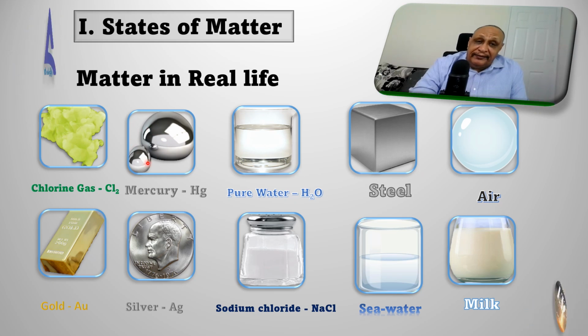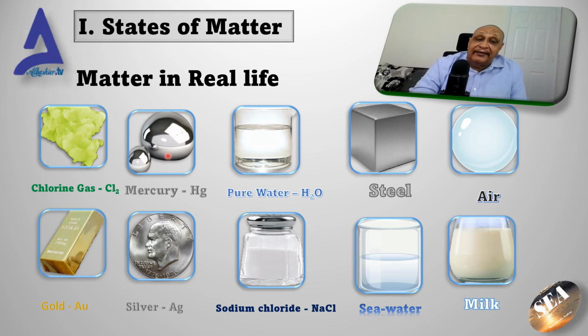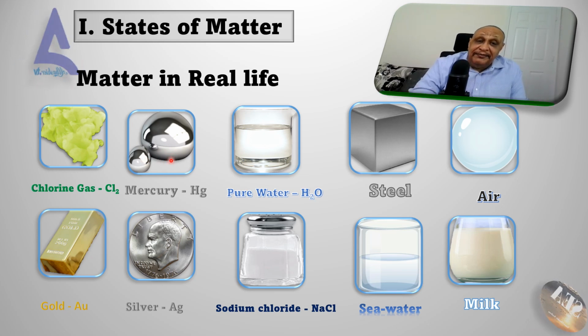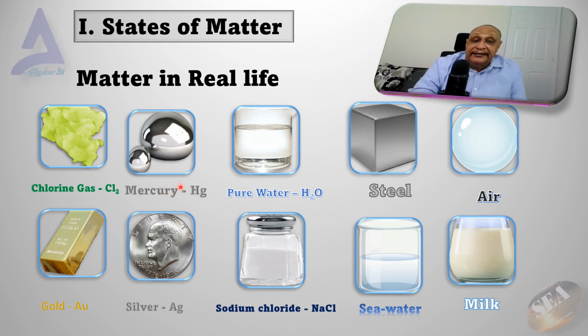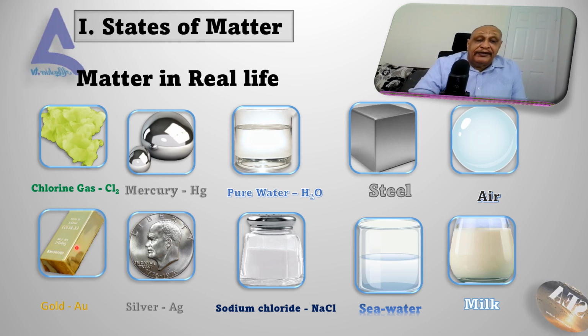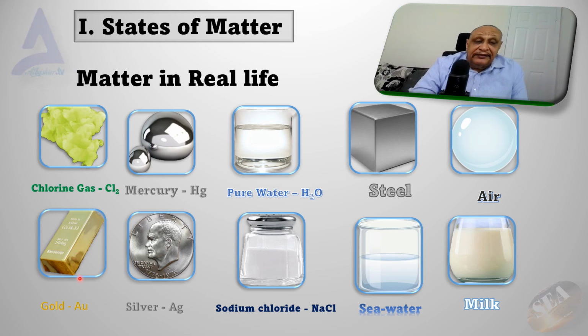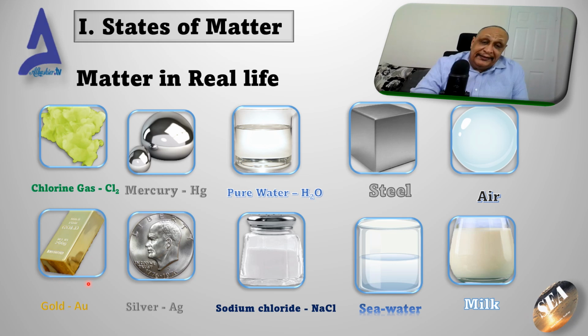Here is the mercury. Mercury is an element. It is a metal, but at the same time it is liquid. And it is pure in its pure form. It is just made of one type of atoms called mercury atom. Gold, especially 24 carats gold, is pure gold and is made of gold atoms only. There is nothing inside it.